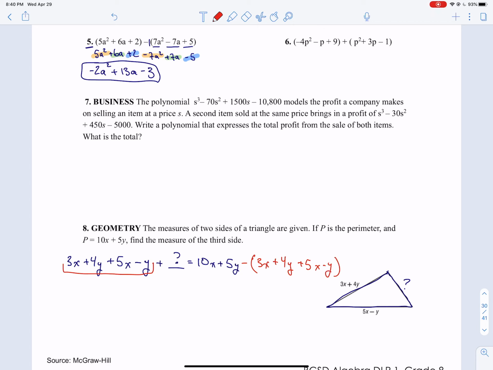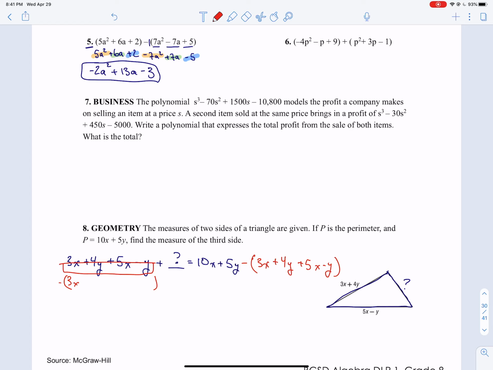Okay, so just check it again. So I'm subtracting 3x plus 4y plus 5x minus y. If I subtract that on both sides, then all this would be gone. I want to write that all down here. So I'm going to subtract it, and that basically makes 0.